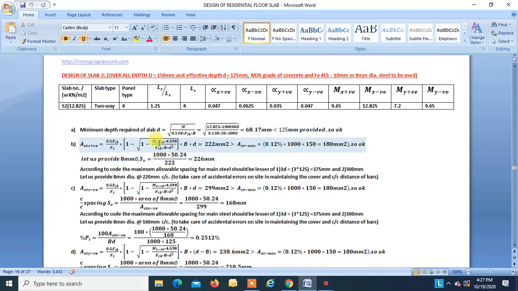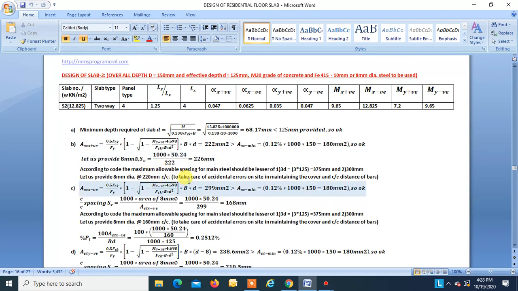We can use this formula for finding AST directly. So ASTX positive is found to be 222, greater than AST minimum, so okay. So providing 8 mm diameter, we get SV as 226, which should be less than lesser of this, that is 375 or 300. 300 mm is lesser than this. So this should be less than 300, so okay. So let us provide 8 mm diameter at 220 mm, instead of 226, we will provide 220, right?